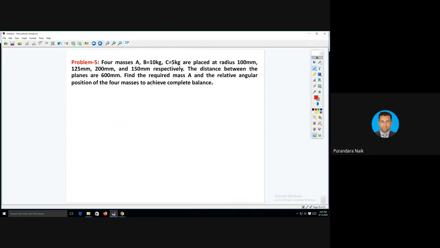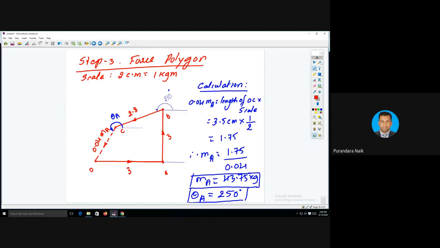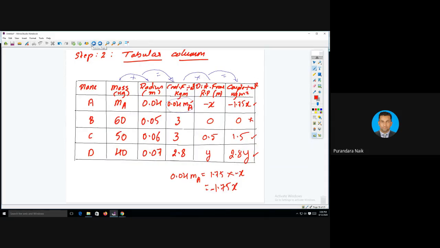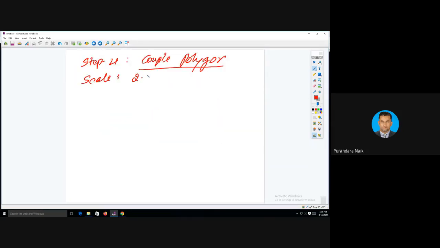So let us go to the next step. Step 4. Couple polygon. Scale. You need to take the proper scale for this one. The maximum unit is, I think, yeah, it is 1.5. Known magnitude is 1.5. So better to take 1:2 scale, means 2 centimeter is equal to 1 kg meter square. Couple. Okay, let us start from the beginning. Starting point.